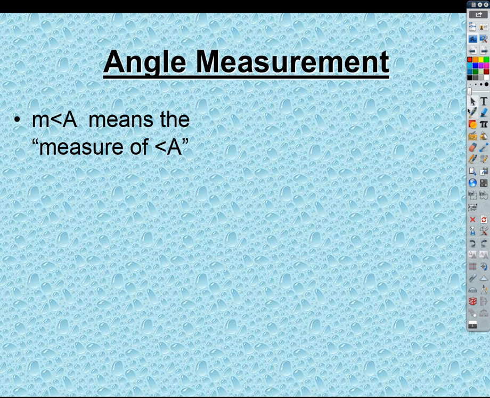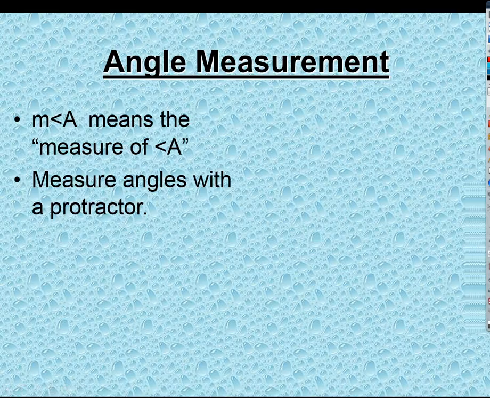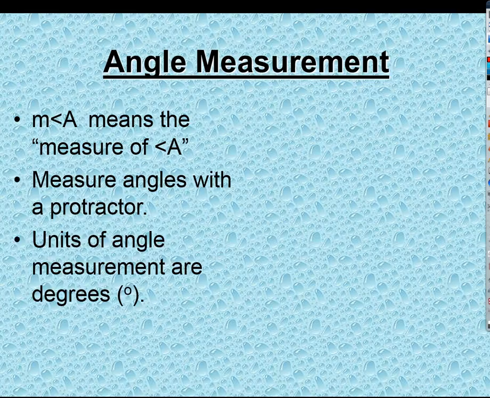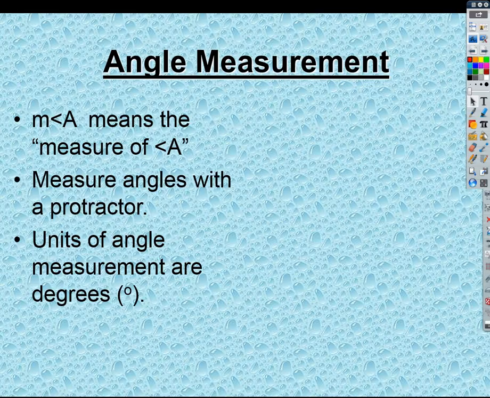Okay, so what about this then? How do we say it? Well, first of all, we would measure angles with maybe a protractor. Just like we'd measure distances with a ruler, we'd measure angles with a protractor. We won't really do that. We'll use some technology in the lab to measure angles. Units would be degrees, but this is kind of important.